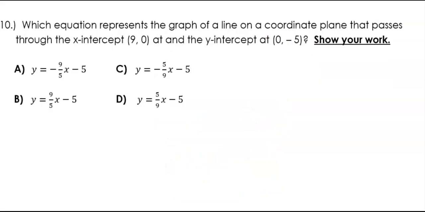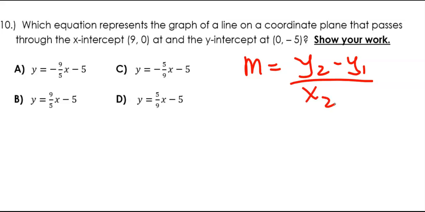Question number 10 asks you to determine which equation would pass through the line with an x-intercept of 9, 0, and a y-intercept of 0, -5. Well, we can notice here that all of these are written in slope-intercept form, so if I knew the slope, I could probably figure out my equation. Remember this slope formula here? That's what you're going to use.